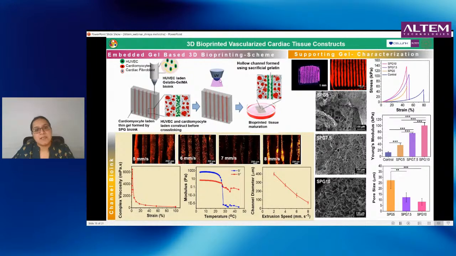So we characterized the bath gel as well as the channel bioink, and we found that the bath gel had suitable mechanical properties and porosity. That means that it could allow the exchange of nutrients and could provide properties that were similar to heart tissue. And we also characterized the channel bioink, which was shear thinning and could help in the embedding of channels around 100 micron, which was similar to the native heart tissue microvasculature structure.